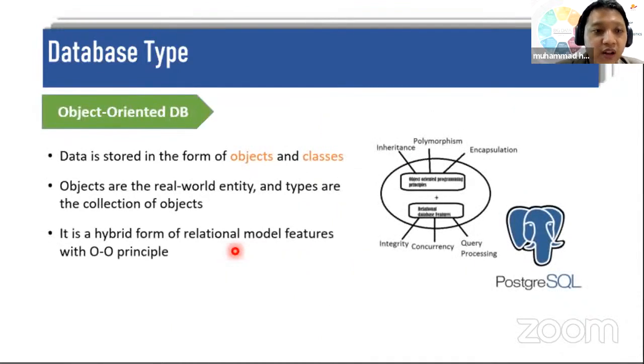Next, another DB model is the object-oriented database. From the name, we can see the data is stored in the form of objects and classes. The objects are real-world entities, and the types are the collection of objects. It is a hybrid form of relational model features with OO principles, as we can see from the picture beside in the slide. The OODB combines ACID and OO principles such as objects, classes, inheritance, polymorphism, and encapsulation.